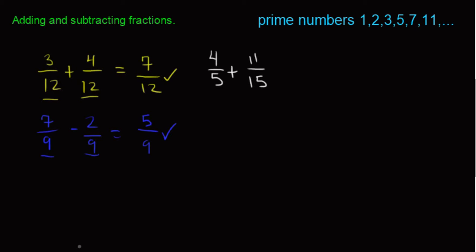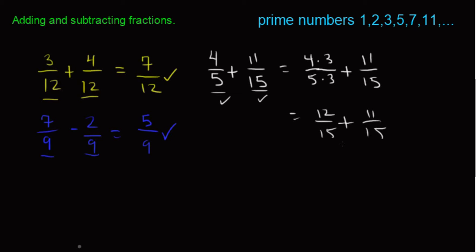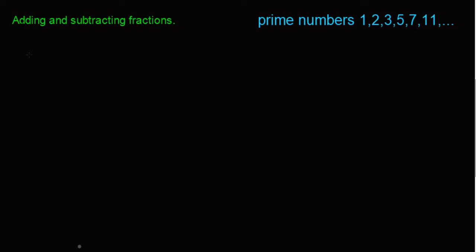The first way and the fastest way is to find the smallest number that both of these denominators divide into equally. I see that to be 15. So this is already at 15. I have to make this one look like 15. So that would equal 4 over 5 times 3 over 3 plus 11 over 15 equals 12 over 15 plus 11 over 15 equals 23 over 15. That's simplest form. Let's look at another example.